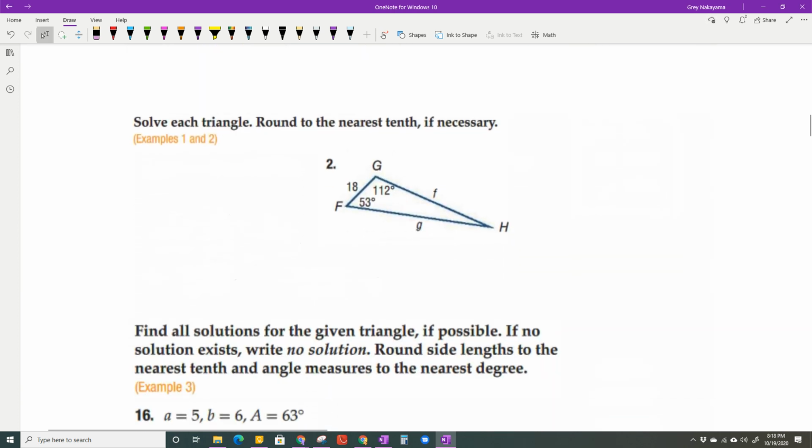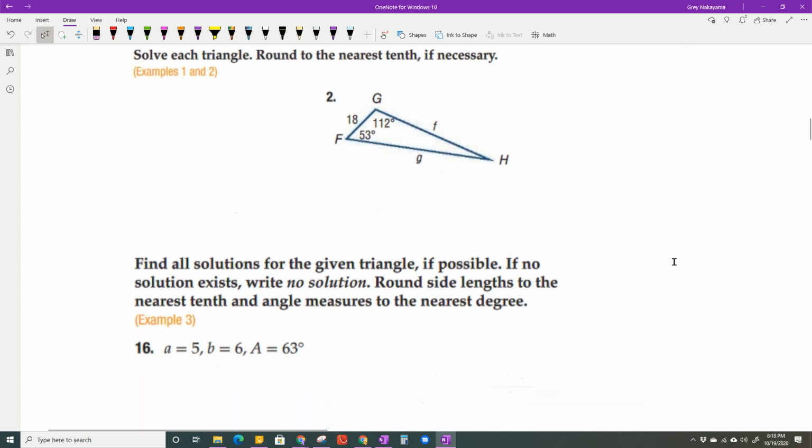The first one that we have says, solve the triangle, round to the nearest tenth if necessary. So if you remember, when we talked about solving triangles, that means we have to find all of the missing parts. So first off, I'm going to look at this and say, what do I need to find? I need to find angle H, and then I also need to find side F and side G.